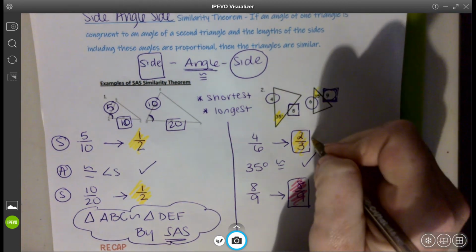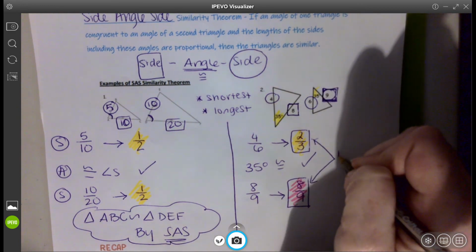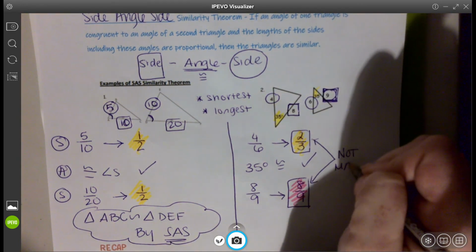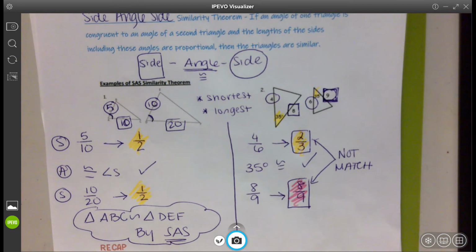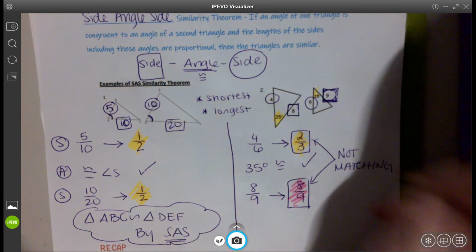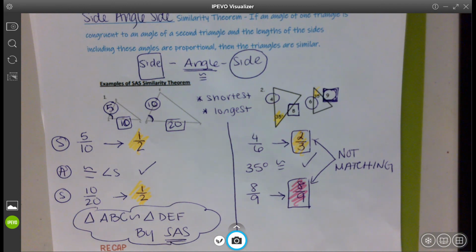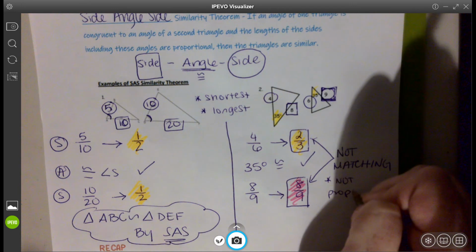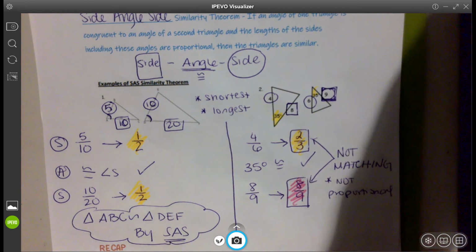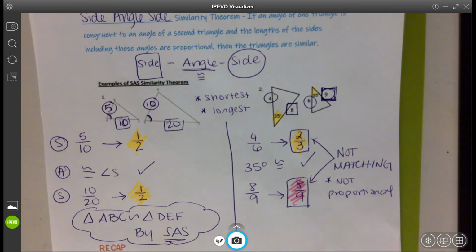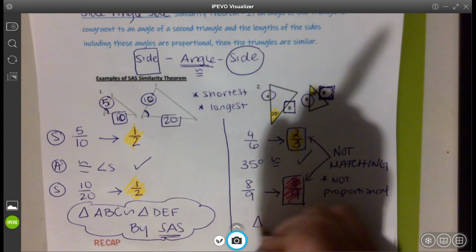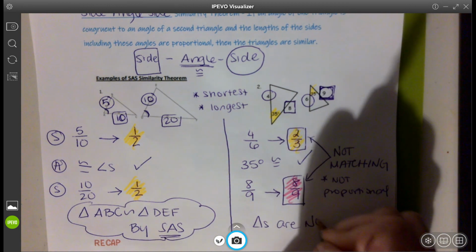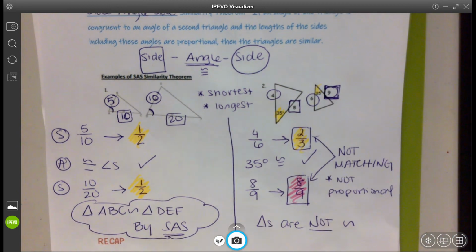So I'm actually going to write myself that note. Not matching, which means not proportional. So because they're not proportional, are these two triangles congruent? Oh, sorry, similar. And the answer is no. So triangles are not similar. Again, I like to use our symbols wherever possible.